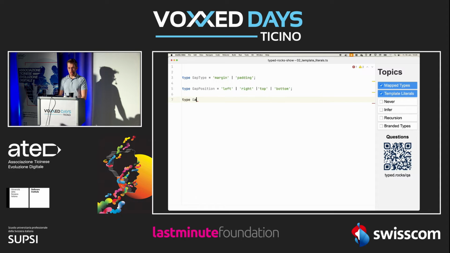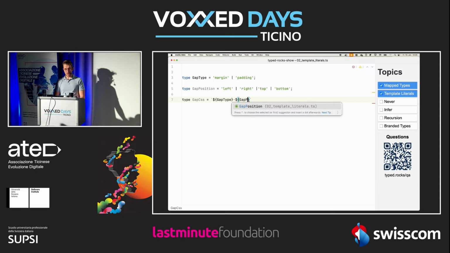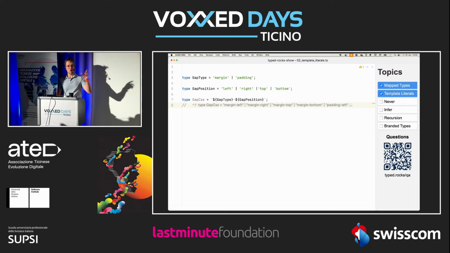Now we can say, okay, we have our gap CSS, which now has as a key the gap type, and as the value, we have our gap position. And what this creates, of course, is our margin and padding left, right, and so on. So you have to do this only once.